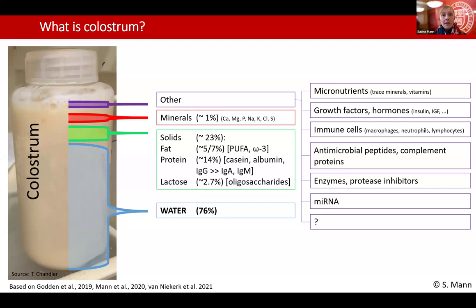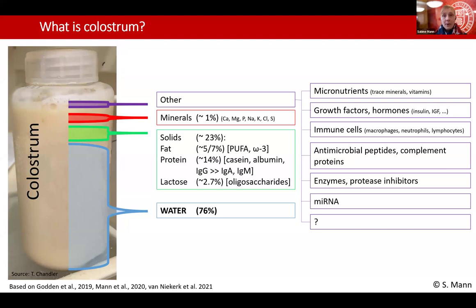There's live immune cells in colostrum that come from the dam. To date, we are not entirely sure what these immune cells might do in the calf, but we also have a component in the colostrum that is antimicrobially active. So we have antimicrobial peptides and so-called complement protein, and those together reduce the bacterial survival in colostrum. I'm going to get back to this later on when I talk about colostrum contamination and what to take into account when you're trying to feed colostrum with as low of a bacterial contamination as possible.